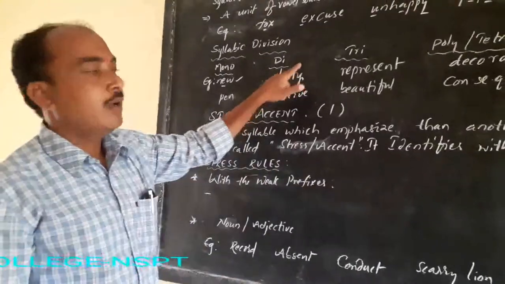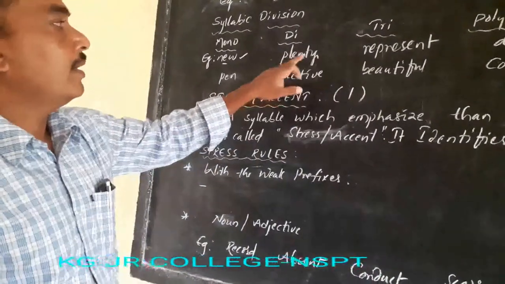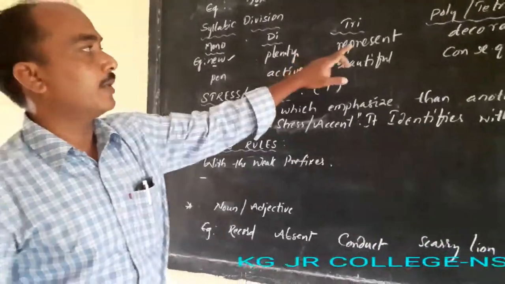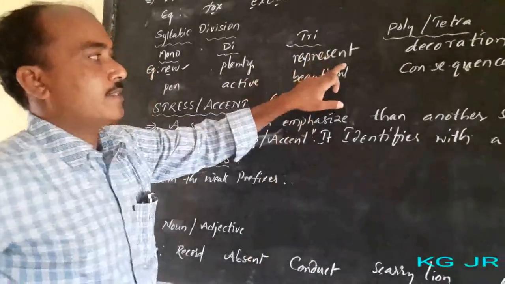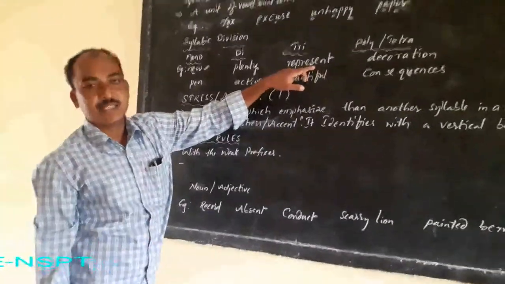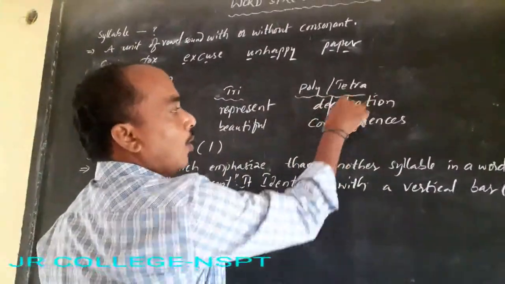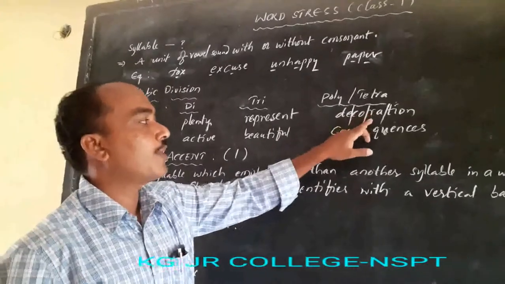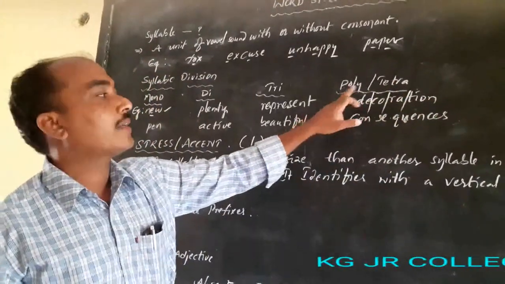Next one. Plenty. Plen, T. Plen, A, T, E. Two sounds are there. That's why it is disyllabic word. Next one. Represent. Re, pre, zent. One, two, three vowel sounds it consists. That's why it is called trisyllabic word. As well as next one, decoration. De, co, ra, shun. Here, one, two, three, four syllables it consists. That's why these kind of words are called poly or tetrasyllabic words.